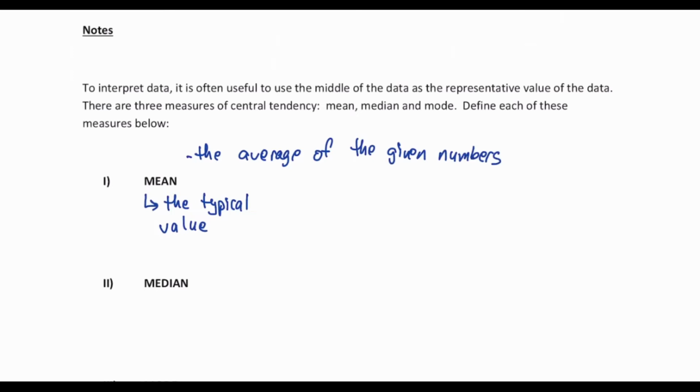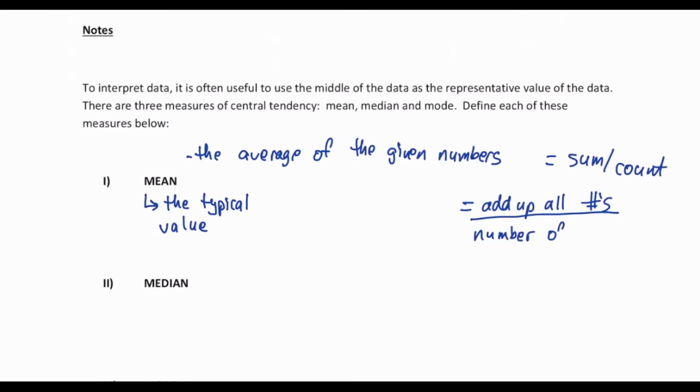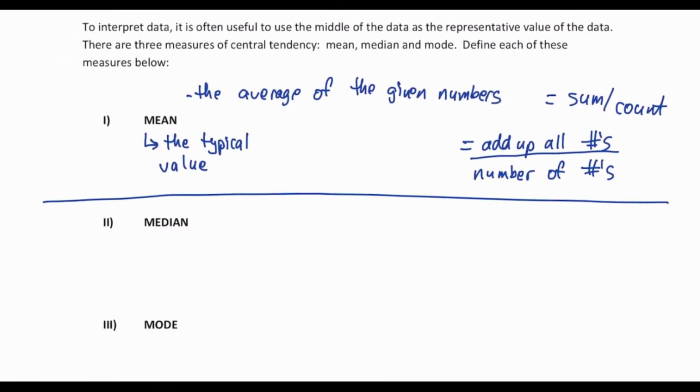And how do I find that? I do sum over count. In other words, I add up all the numbers and I divide by the number of numbers. And we'll work through an example of that a little bit further down the handout.